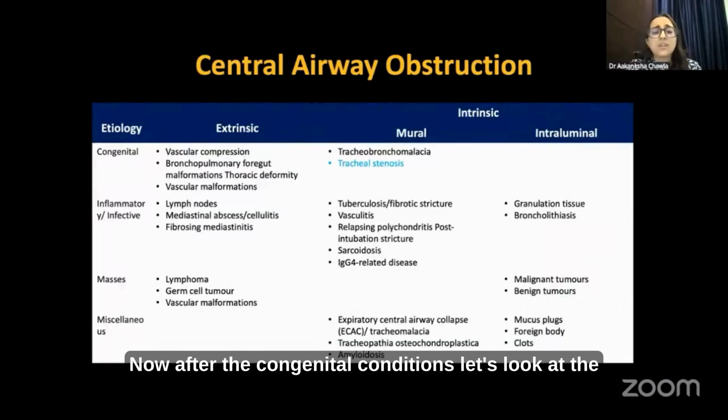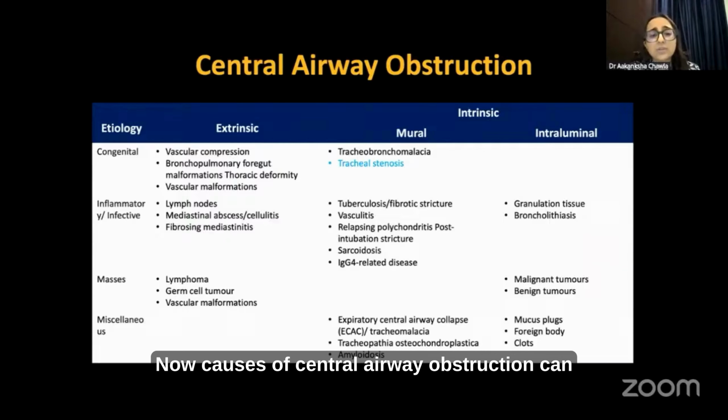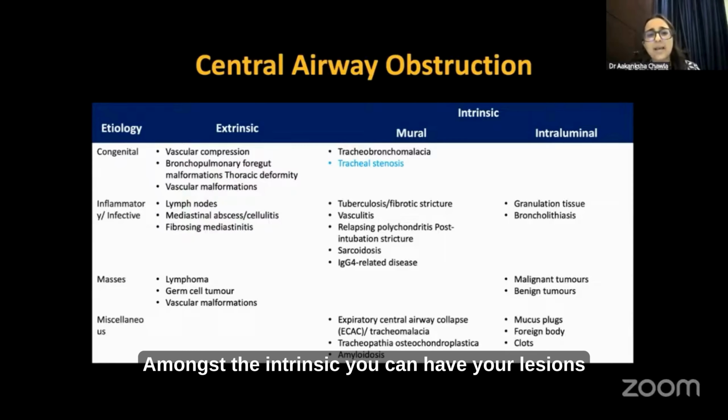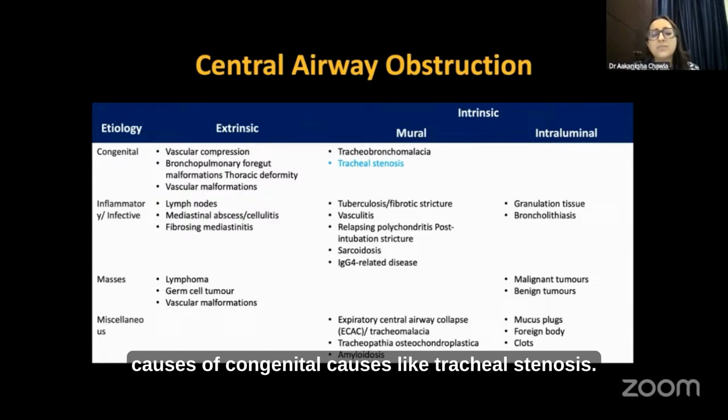Now, after the congenital conditions, let's look at central airway obstruction. Causes of central airway obstruction can be extrinsic or intrinsic. Amongst the intrinsic, you can have lesions from the walls, or lesions completely obstructing, intraluminal lesions. And then extrinsic, you can have various causes.